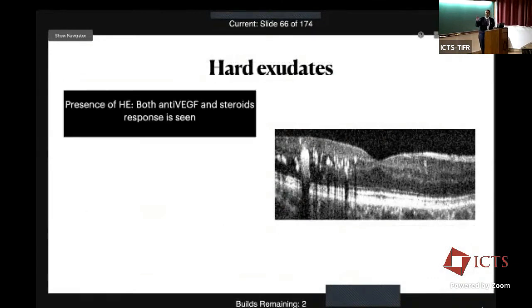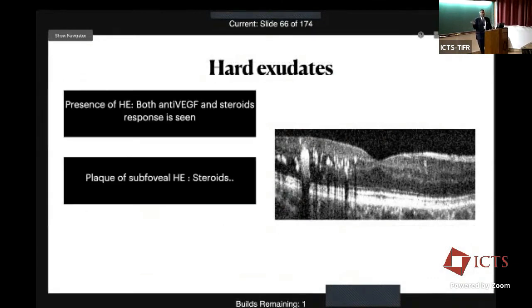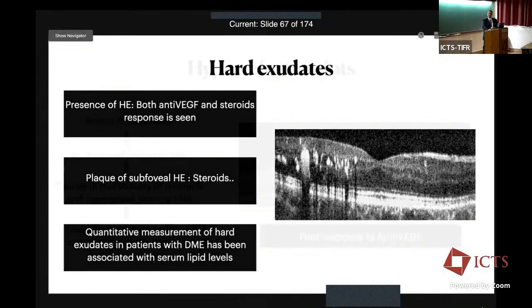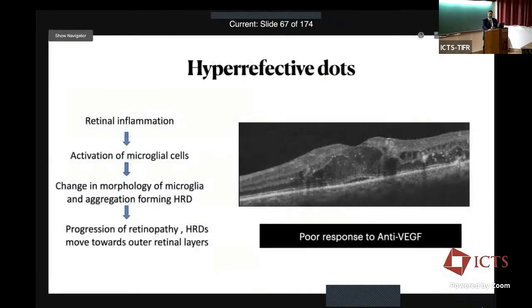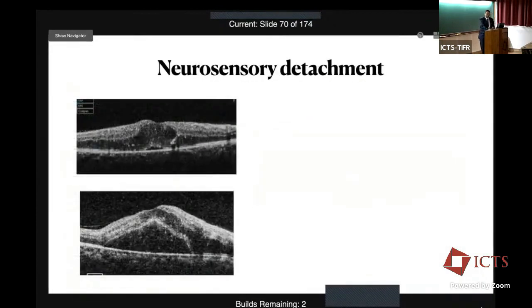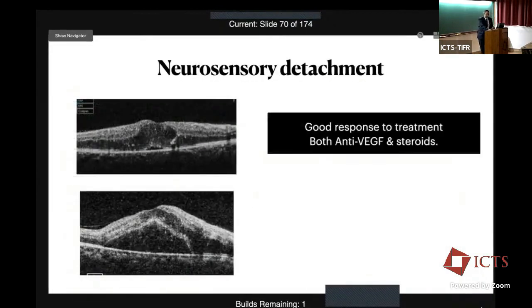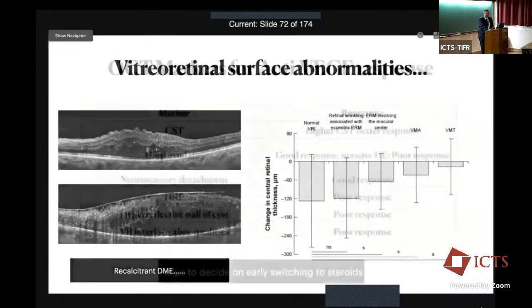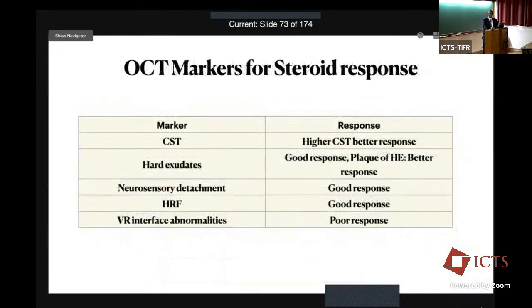So diabetic macular edema, one of the sight-threatening conditions due to diabetes, is either an angiogenic pathway, where it is VEGF mediated, or an inflammatory pathway. There are many biomarkers which suggest that there is more inflammation, like hyperreflective dots. Another is a neurosensory detachment. I'll just skip these things. So there are markers which can tell us whether steroids will work better or anti-VEGF, which is a treatment.